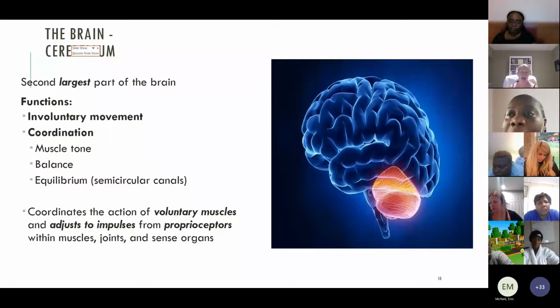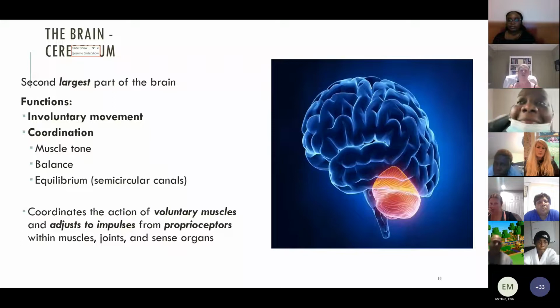The cerebellum is actually the second largest part of the brain. It is responsible for all of our involuntary movements, so things that just happen without us even thinking. Our coordination, so our muscle tone, so our strength in our muscles to be able to have that normal muscle movement to carry out our activities of daily living.